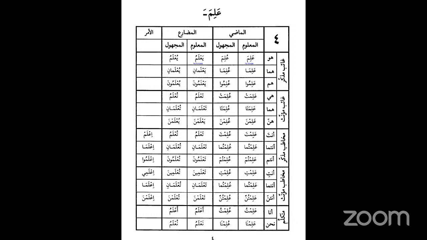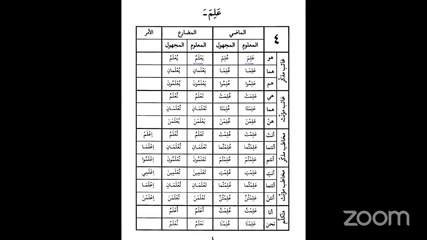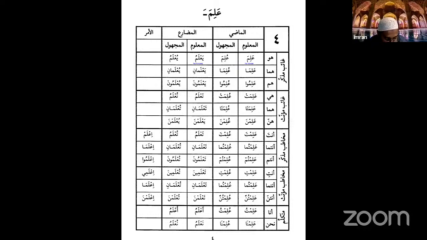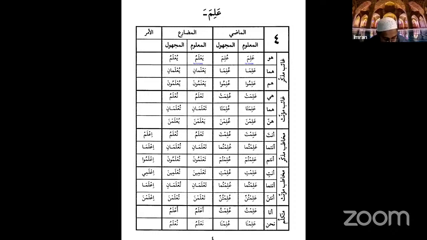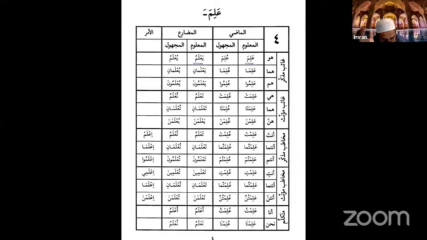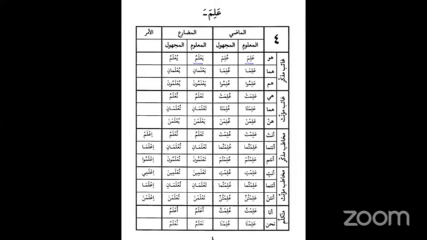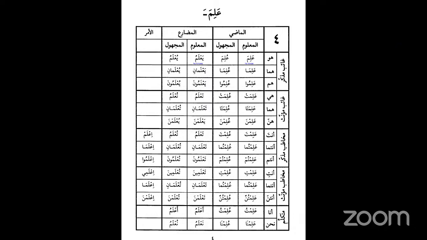Okay. Alimat, she knew. Alimata, they knew, two persons, female. Correct. Alimna, they all knew, female. Correct. Alimta, you knew. Alimtuma, you two persons knew. Antum alimtum, you all knew.